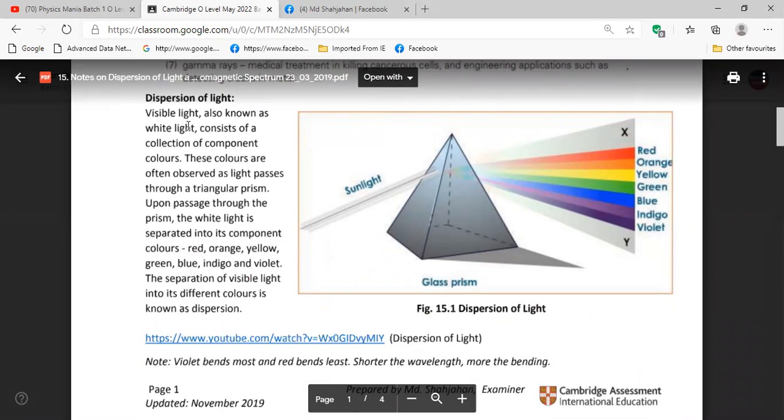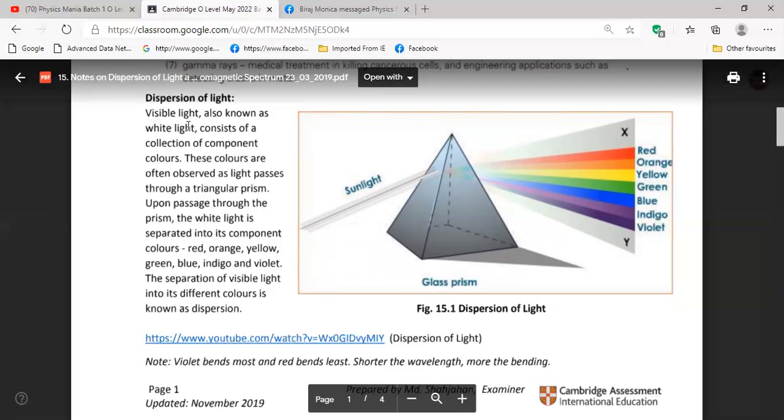Dispersion of light. Visible light, also known as white light, consists of a collection of component colors. These colors are often observed as light passes through a triangular prism. Upon passage through the prism, the white light is separated into its component colors: red, orange, yellow, green, blue, indigo, and violet. The separation of visible light into its different colors is known as dispersion.